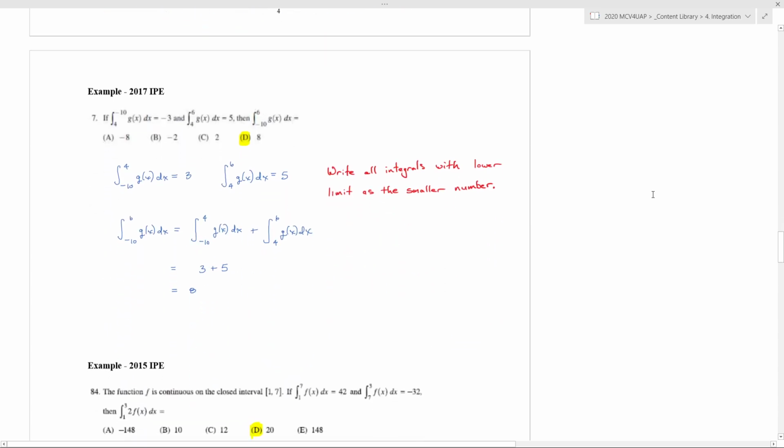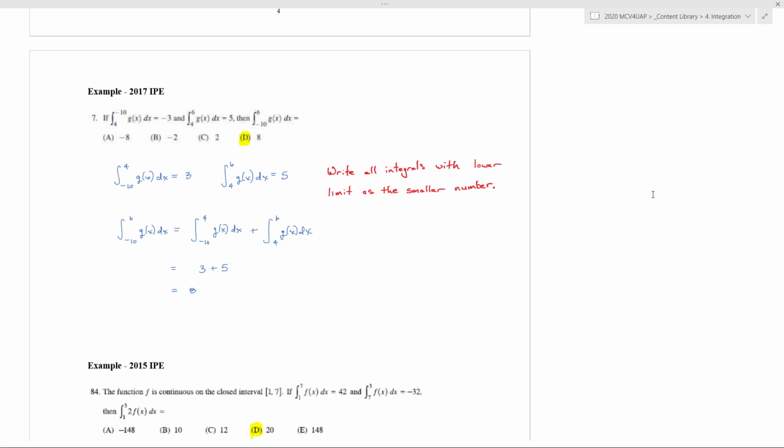Okay, number 7 comes from another International Practice Exam. It doesn't tell you to use properties of integrals, but you need to recognize that we're using properties of integrals. You're given the integral from 4 to -10, and they tell you that that's -3. And they tell you the integral from 4 to 6 of g of x is 5, and the integral from negative 10 to 6 they want you to find.